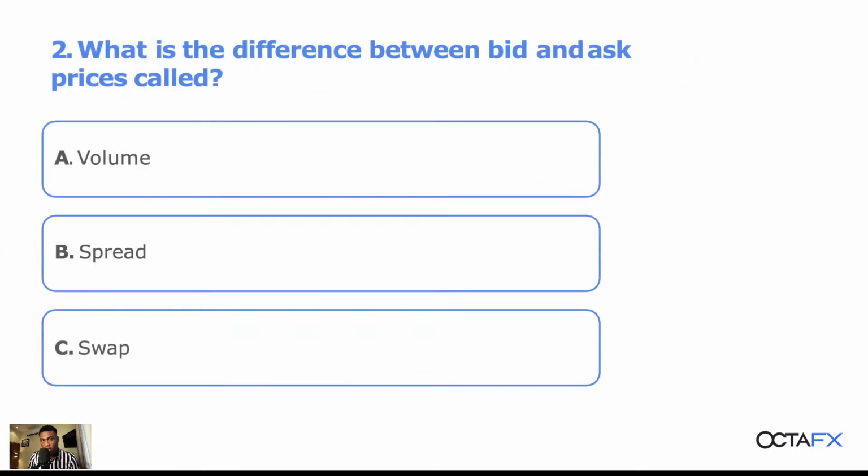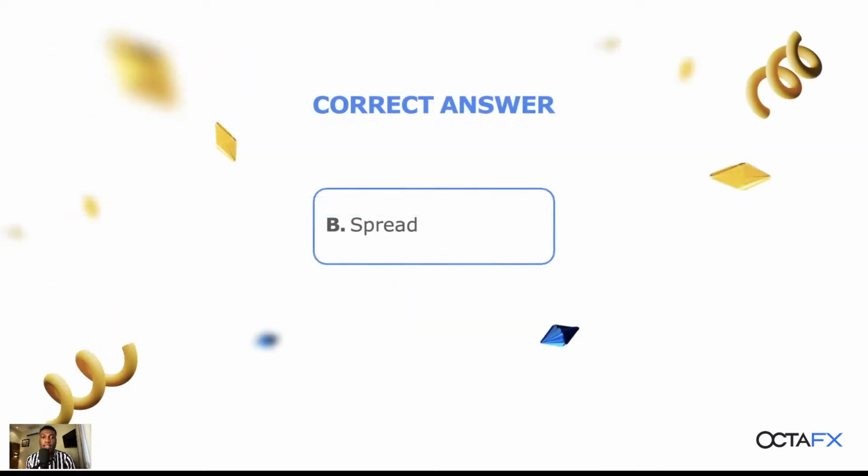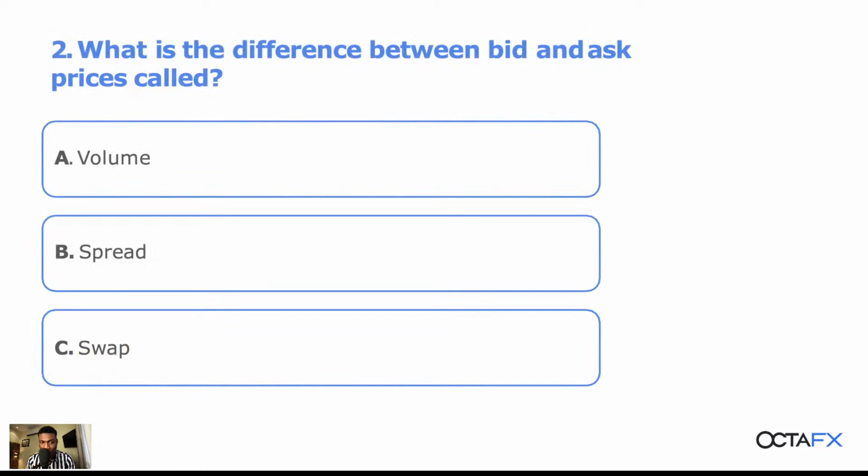So let's move to the second question. What is the difference between bid and ask prices called? A. Volume, B. Spread, C. Swap. Only one of these options can be correct. Which one is it? Let's see. The correct answer is B. Spread. It's not volume. It's not swap.